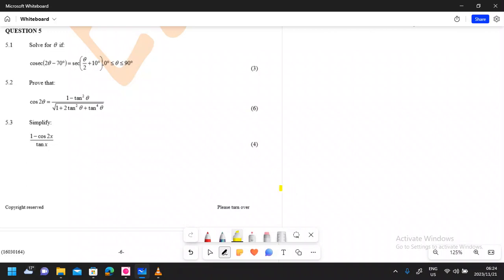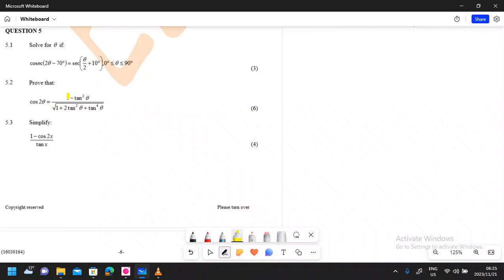Alright guys, let's continue. Now we have done 5.1. It's time for us to do 5.2. Okay, so this 5.2, they want you to prove that the left hand side is the same as the right hand side. Guys, as you can see, this question 5 is actually trigonometry. So you must know your trigonometry in order for you to solve this question 5. But don't worry, I made a lot of videos on trigonometry. I would recommend you to watch those videos just in case you forgot about some of the things.